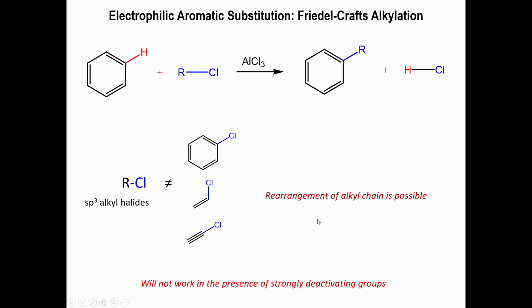And to make matters a little bit more difficult, you cannot really do this reaction if you already happen to have substituents on the benzene ring that have the characteristic of withdrawing electron density away from the ring. And we'll talk about what that means exactly in just a few lectures from now.